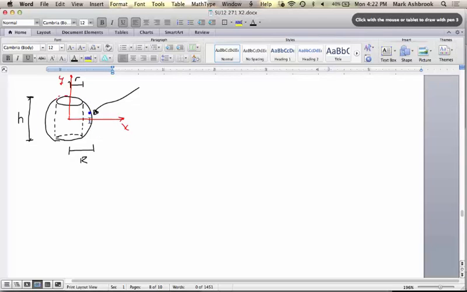And we're going to look at a typical slice like this as it rotates. And it's going to make a shell, right? If we rotate that, that's going to make a circular shell. And so we're going to get the volume of that shell right there.